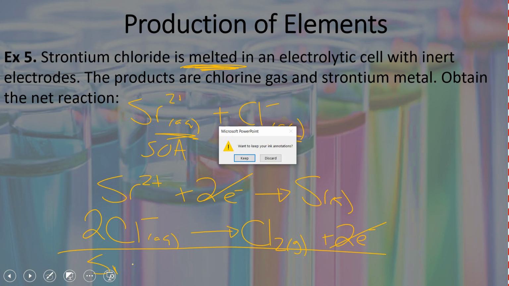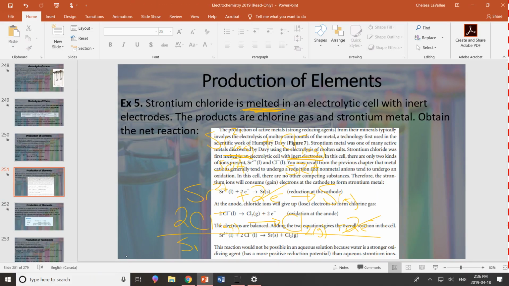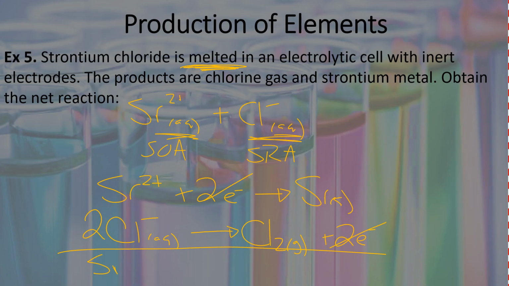Strontium, oops. I'll get out of here. Sr. You don't like me?